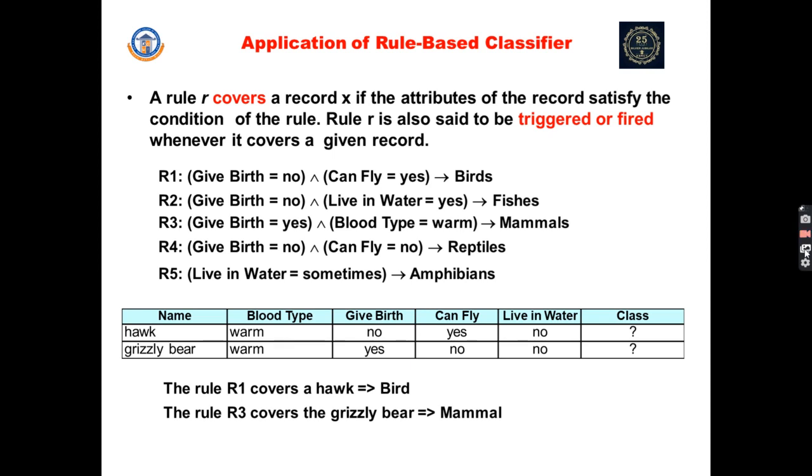So likewise, if rule R1 covers a hawk, that is a bird, then we can consider it also a bird. And if rule R3 covers the grizzly bear in the second row, then it is considered a mammal.